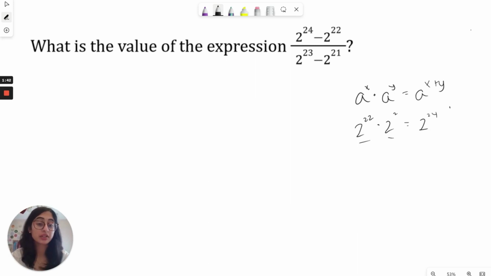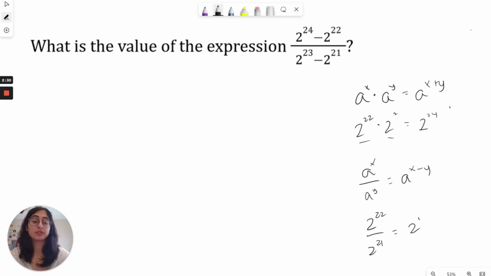And so similarly, if we're dividing two numbers of the same base, so we have a to the x divided by a to the y, well, that's just going to equal a to the x minus y. So, just as a hypothetical example, if we were to have 2 to the 22nd and we divided that by 2 to the 21st, see how both of the bases are 2, that's going to equal 2 to the 22 minus 21. So that's just 2 to the first. Okay, so it's just 2. Now let's apply these exponent rules to our problem.